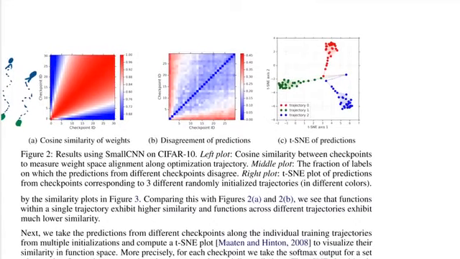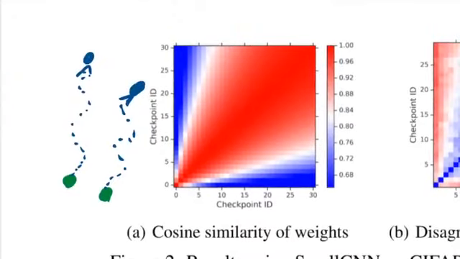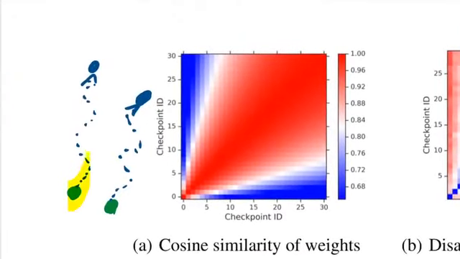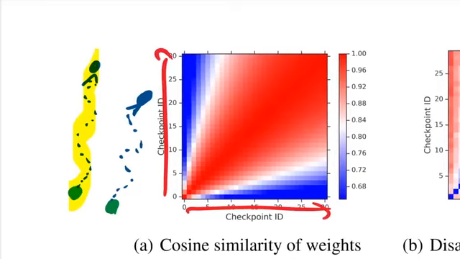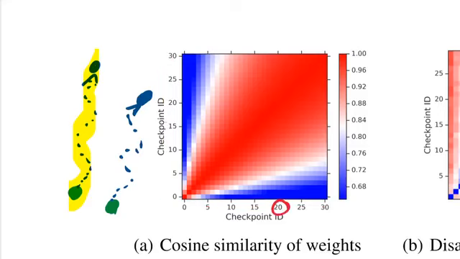So here you can see in the description, on the left, cosine similarity between checkpoints to measure weight space alignment along the optimization trajectory. So we only consider one of these runs, only the left one, for example. And you plot it here and here. This later one comes later, sorry. So you plot the left, only a single run, and you ask yourself, the checkpoint that I have after epoch 20, how similar is it to the checkpoint that I have after epoch 5? That would be right here.